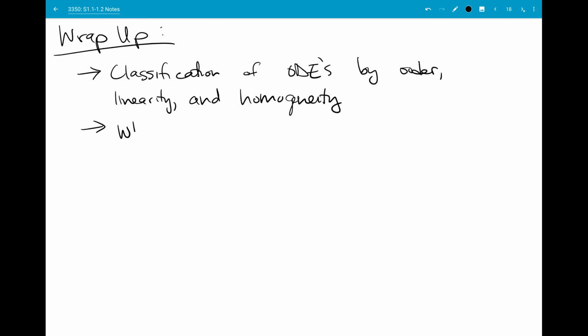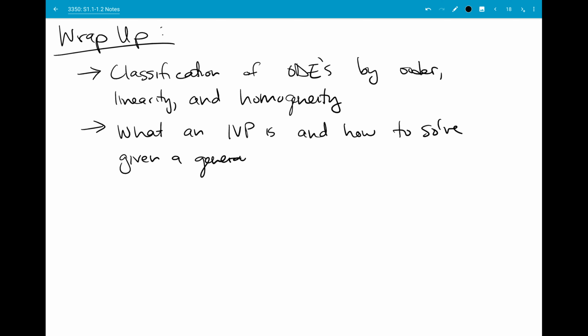We learned what an initial value problem is and how to solve it given a general solution. So finding those general solutions, that c equal to 3 to the or e to the 3x, that's something that you'll learn in the future. For now, we just wanted to talk about what you would do once you had that solution.